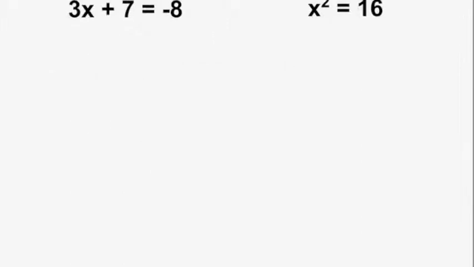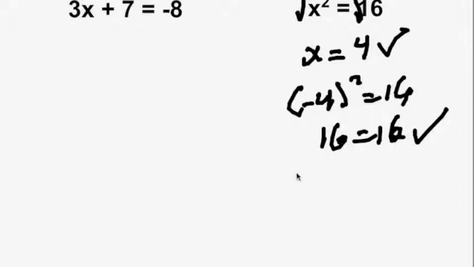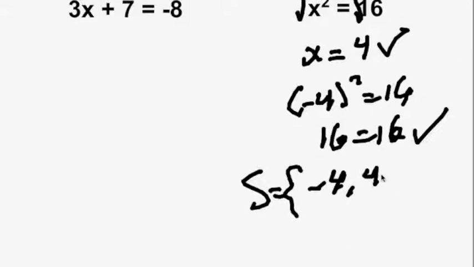On this next equation, what you want to be careful of is you cannot just square root each side. Because if you square root each side, then you get x equals 4. And while that is true, if you plug in negative 4 to the equation, you still get 16 equals 16, which is true. So you have to be careful of this when you square root each side of an equation. You have to do plus or minus the square root, so you know the solution set is {negative 4, 4}.